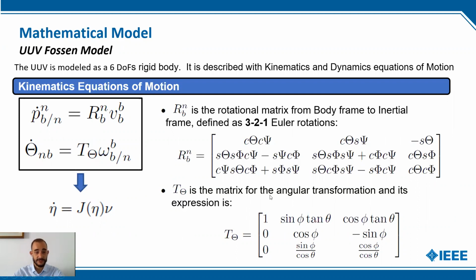The kinematics equations are related to the two following vectorial equations. The first one describes the translational motion of the center of gravity, while the second one describes the rotational motion about the center of gravity. These two equations will be expressed in compact form, as you see here, throughout this research.